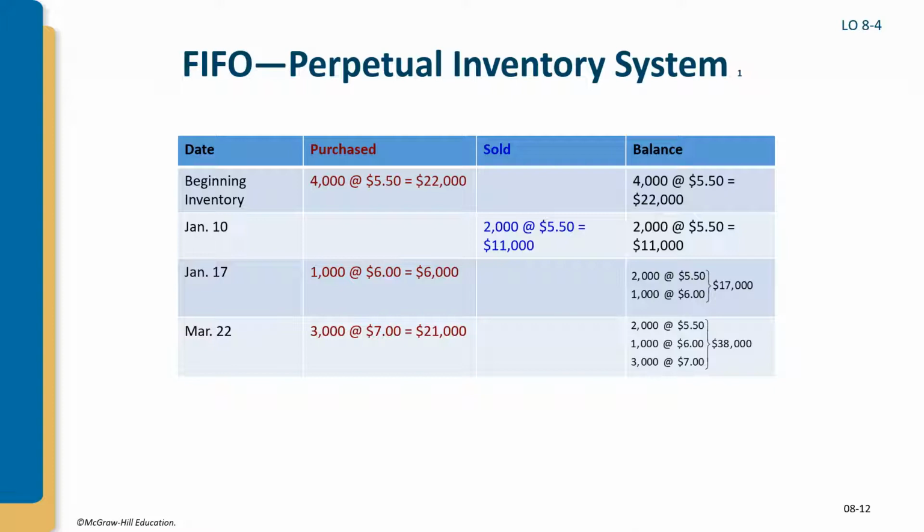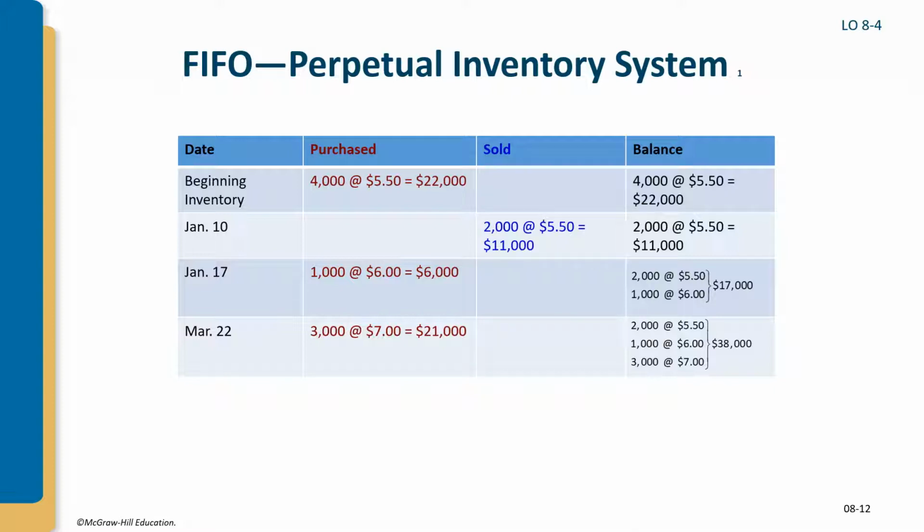It should just be in a balance column. On January 10th, we sold 2,000 of those. So we're going to remove 2,000 at $5.50 each because the oldest inventory cost $5.50 each. What's left? 2,000 of those 4,000 that cost $5.50 each. In a perpetual system, we need to keep track of oldest to newest. So whenever we buy more inventory, we're going to populate it in the purchase column. 1,000 were purchased that cost $6 each.